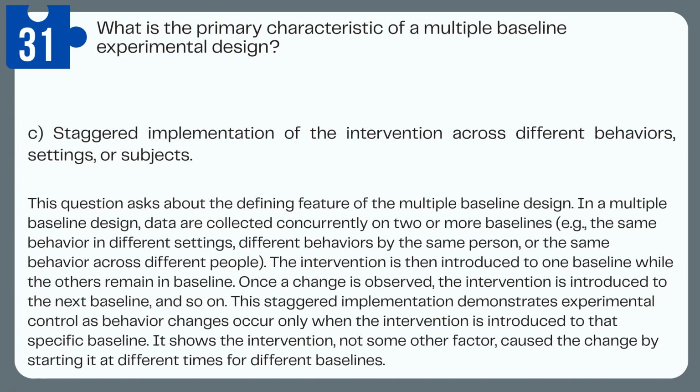Answer: C. Staggered implementation of the intervention across different behaviors, settings, or subjects. This question asks about the defining feature of the multiple baseline design. In a multiple baseline design, data are collected concurrently on two or more baselines. Example: the same behavior in different settings, different behaviors by the same person, or the same behavior across different people. The intervention is then introduced to one baseline, while the others remain in baseline. Once a change is observed, the intervention is introduced to the next baseline, and so on. This staggered implementation demonstrates experimental control, as behavior changes occur only when the intervention is introduced to that specific baseline. It shows the intervention, not some other factor, caused the change by starting it at different times for different baselines.